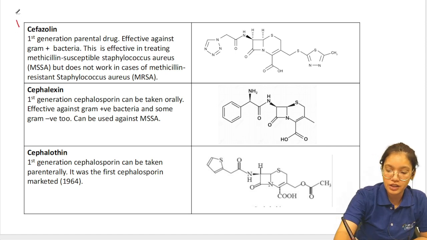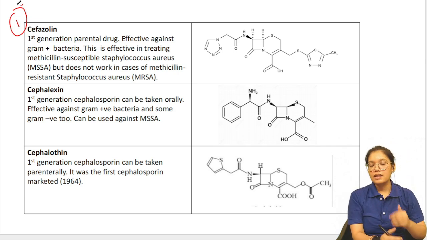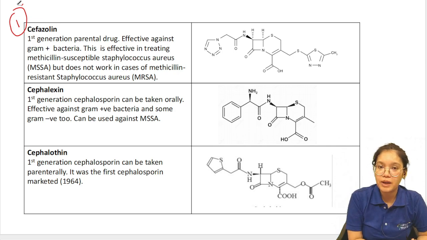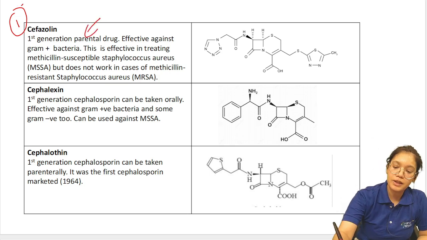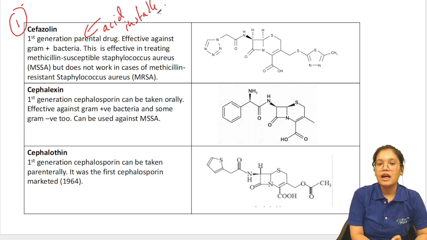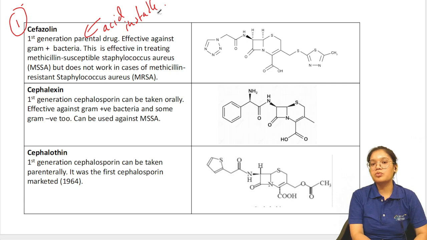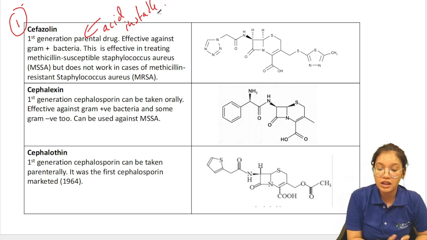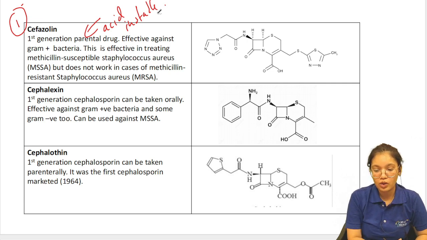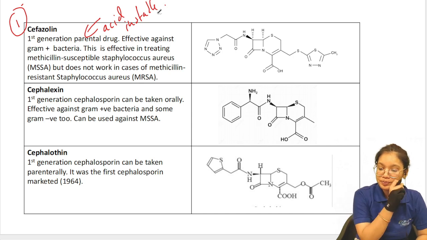The first drug is cefazolin. This is a first generation parenteral drug. As it is parenteral, it will be acid unstable, so it will get degraded by the acid that is present in our stomach. This drug is particularly effective against gram positive bacteria. It has a very limited action towards gram negative bacteria.